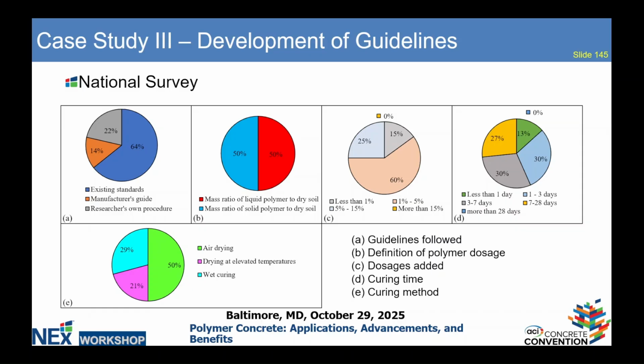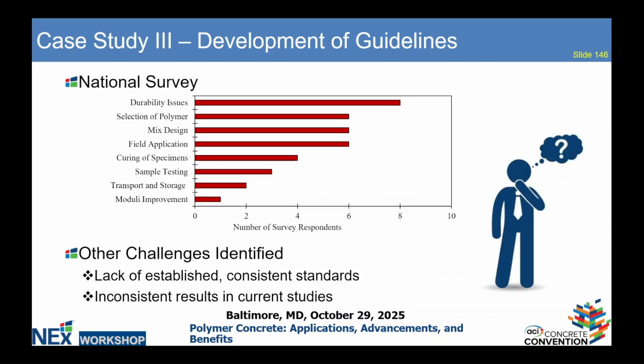And then the same thing with the definition of the ratios. Some people use the liquid polymer as is. Some other people do the conversion to express the effective polymer content. And other than that, the dosage added, you can see some people less than 1%, some people 5 to 15%. And then curing days from less than 1 day to more than 28 days, and different drying methods. And also, most of the challenges that they faced are the durability issues.